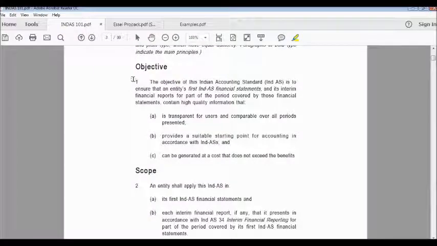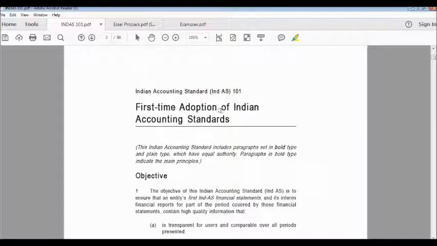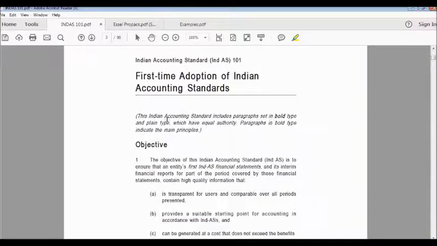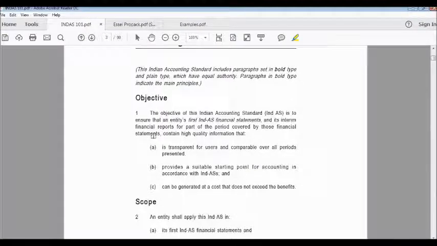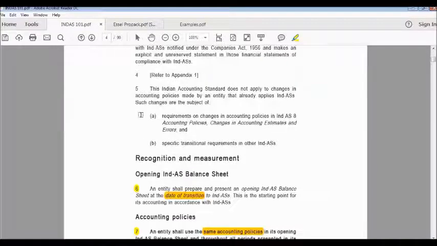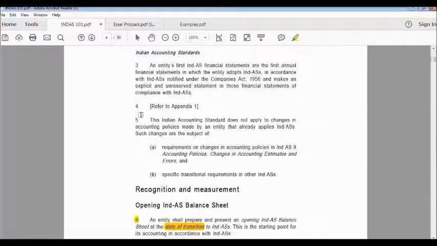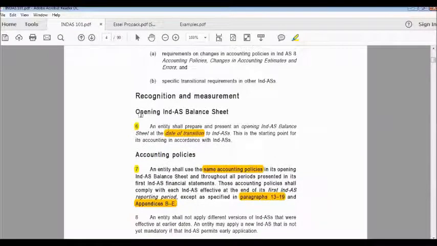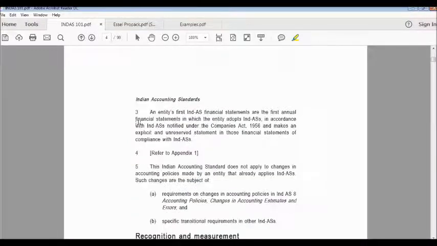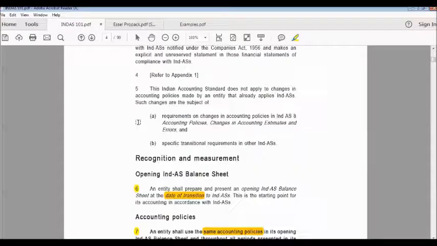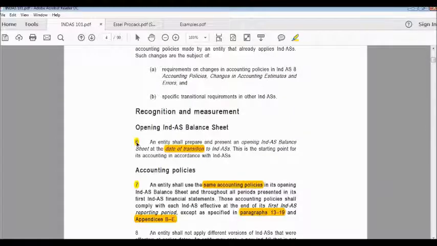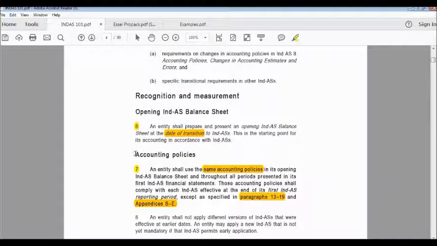Alright guys, so this is the first segment in which we will discuss the basics of Ind AS 101, which is the first time adoption of the Indian accounting standard. There are a lot of things we can cover in the basics, like objective, scope and other things, but I will jump right into the main segment because otherwise the video would be too long, and the objective and scope are not much relevant to you guys. So this first segment is very important. This standard is all about this paragraph.